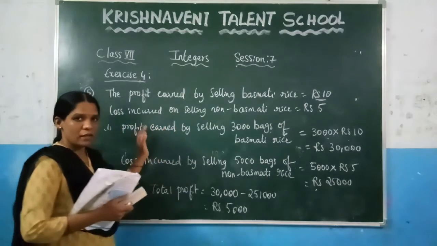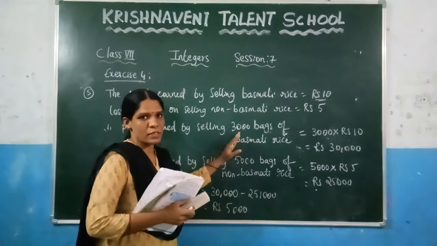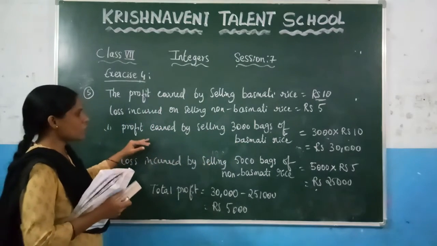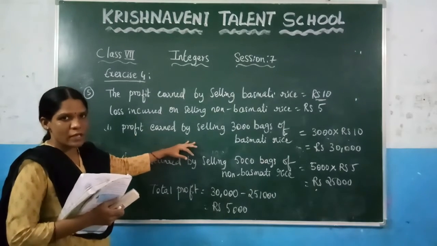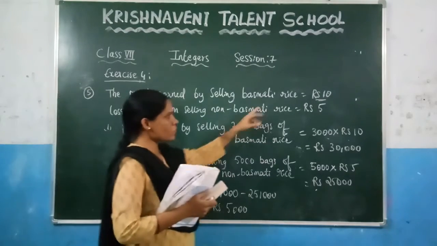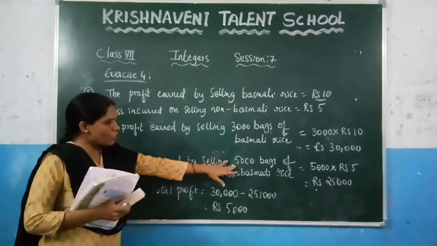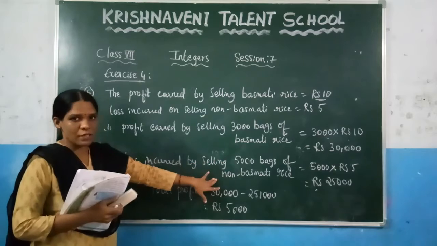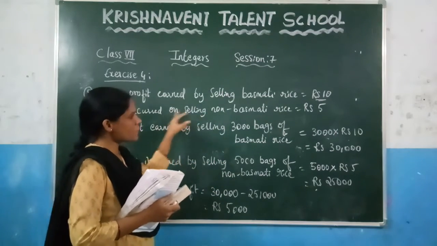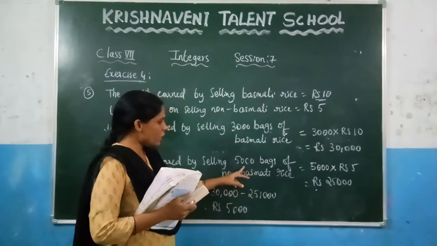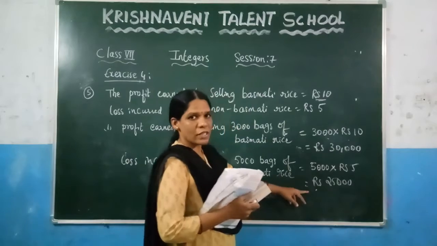of 10 rupees, and for each bag of non-basmati rice he is getting a loss of 5 rupees. In the question they asked how much profit he will get by selling 3000 bags of basmati rice, which is nothing but 3000 into 10. And how many bags of non-basmati rice did he sell? 5000 bags. For each bag of non-basmati rice, how much loss is he getting here? 5 rupees. So for 5000 you need to multiply 5000 with 5, so that you get 25,000.